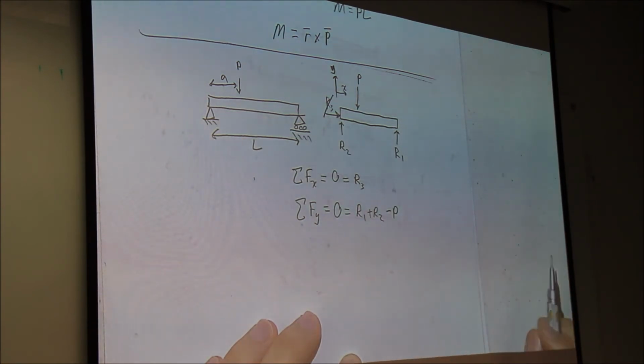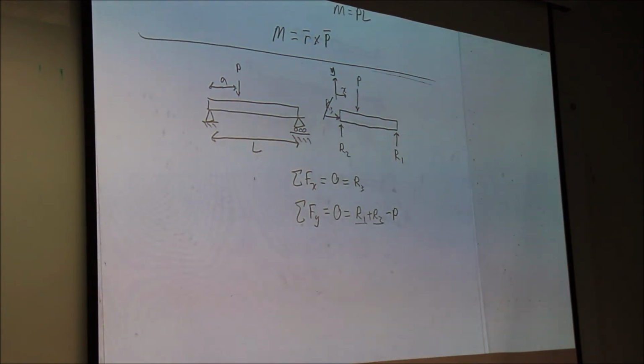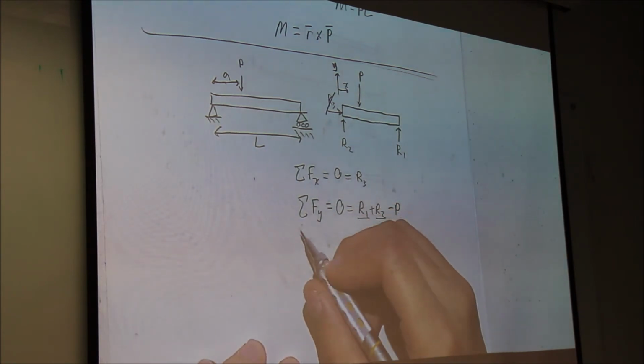There's not much else we can do with this. I mean, we can move P to the other side, but we have two unknowns, right? And you might remember from algebra, if you have two unknowns, you need two equations. Or maybe you know that from linear algebra. So we need another equation. So let's look at the summation of moments.